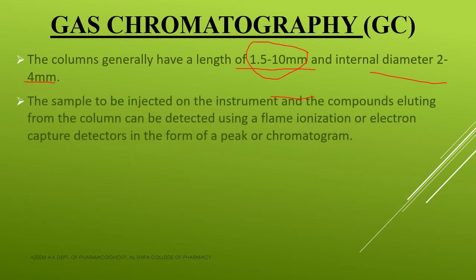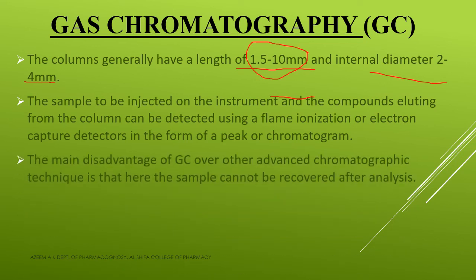Clear? And the sample is to be injected on the instrument like HPLC itself. Here also the sample is to be injected on the instrument, and the compounds eluting from the column can be detected using a flame ionization. So using a detector, only two different types of detectors are used in gas chromatography. One is flame ionization detector, and second one is electron capture detector. So these are the two common types of detectors which we are using in gas chromatography.